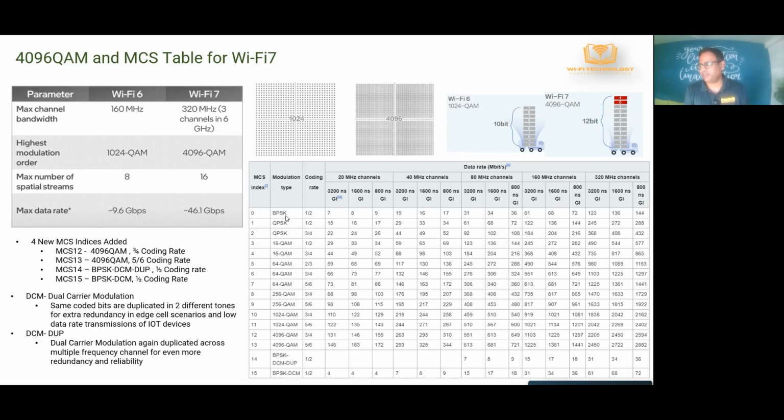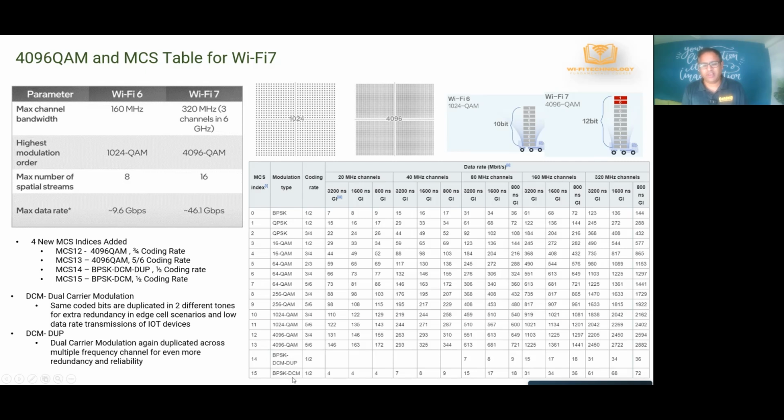And what then happens in the frequency domain is if you use this chunk of frequency and then duplicate the same information in another chunk of frequency, if there is some interference in this area, you should still be able to get the information across by using these frequencies. So by adding redundancy, duplicating the data, you are making the communication more reliable, even though you're dropping the throughput. So you can see MCS 15 is cutting the physical data rate by half. So if you're able to get 144 Mbps with MCS 0 in BPSK, you're getting half of that with BPSK DCM.